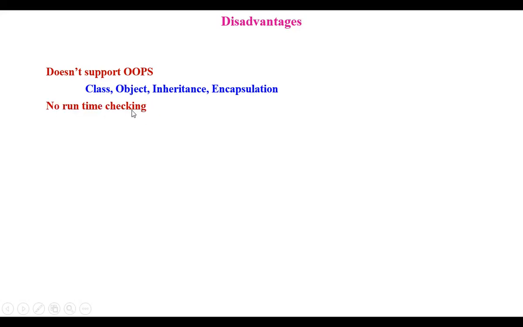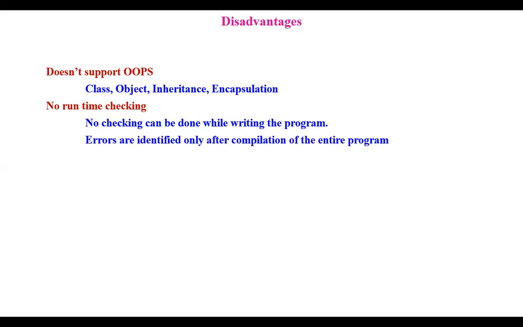No runtime checking, in the sense, no checking can be done while writing the program. When you are writing the program, whether you are making some syntax mistakes, or some sort of variable mismatch, or some other mistakes, they cannot be identified. So no checking while writing the program is there. Errors are identified only after compilation of the entire program.